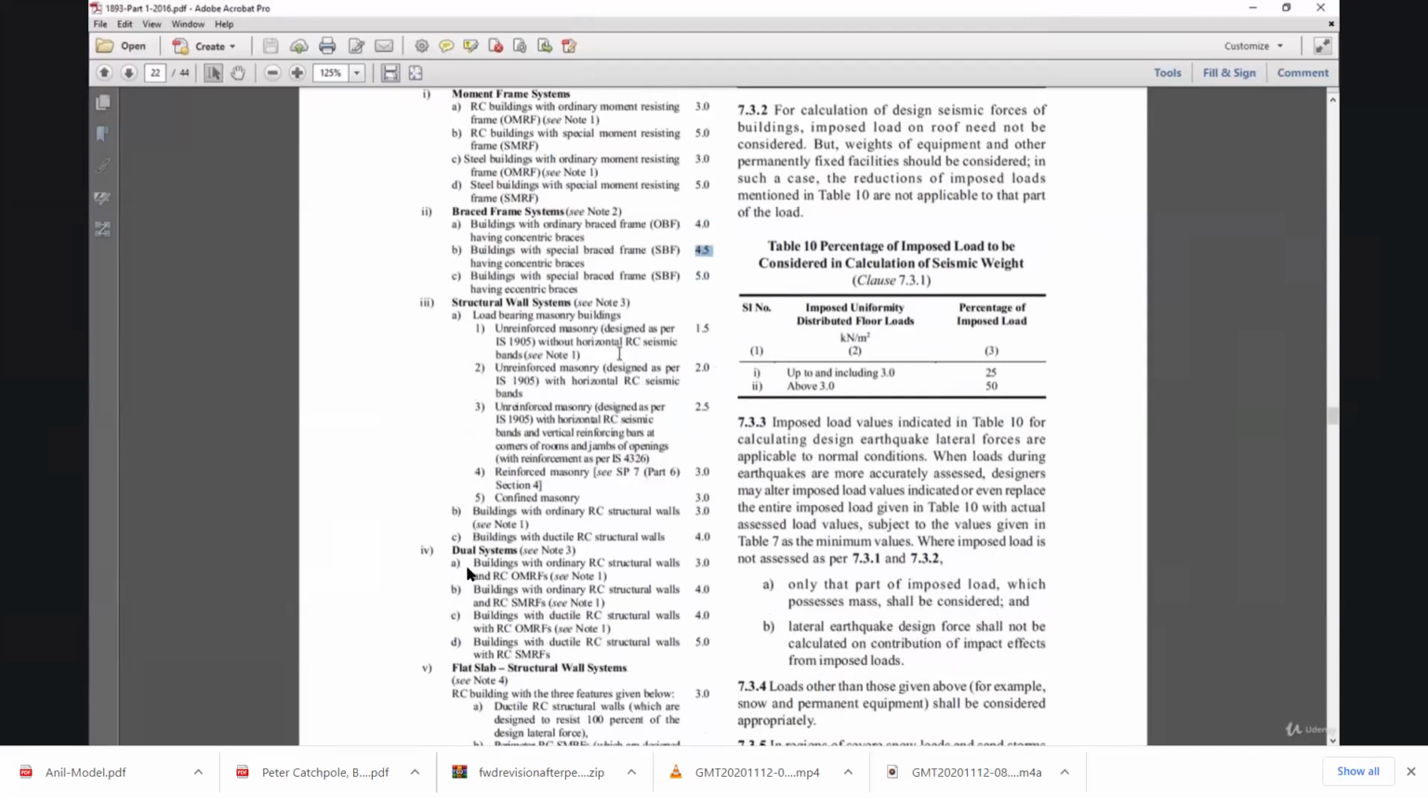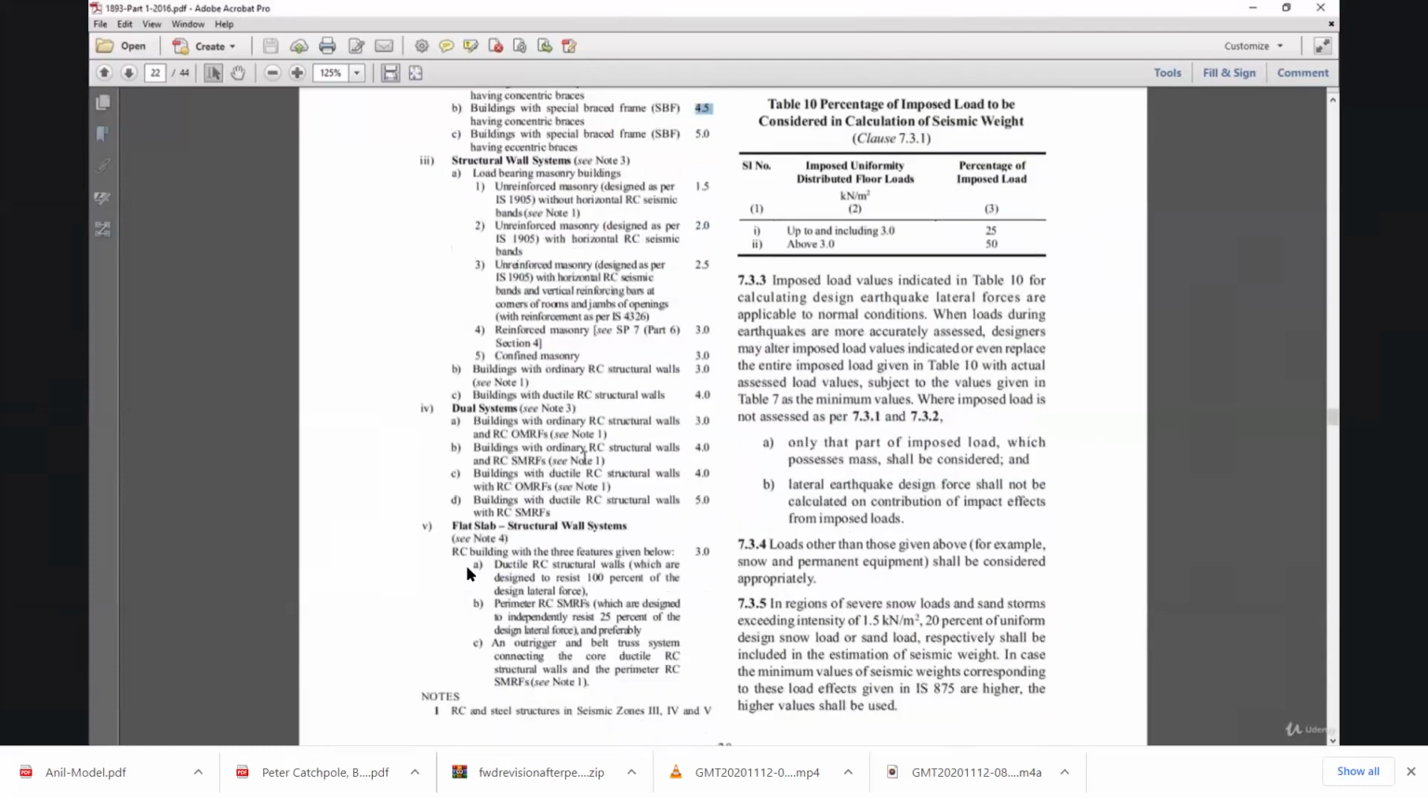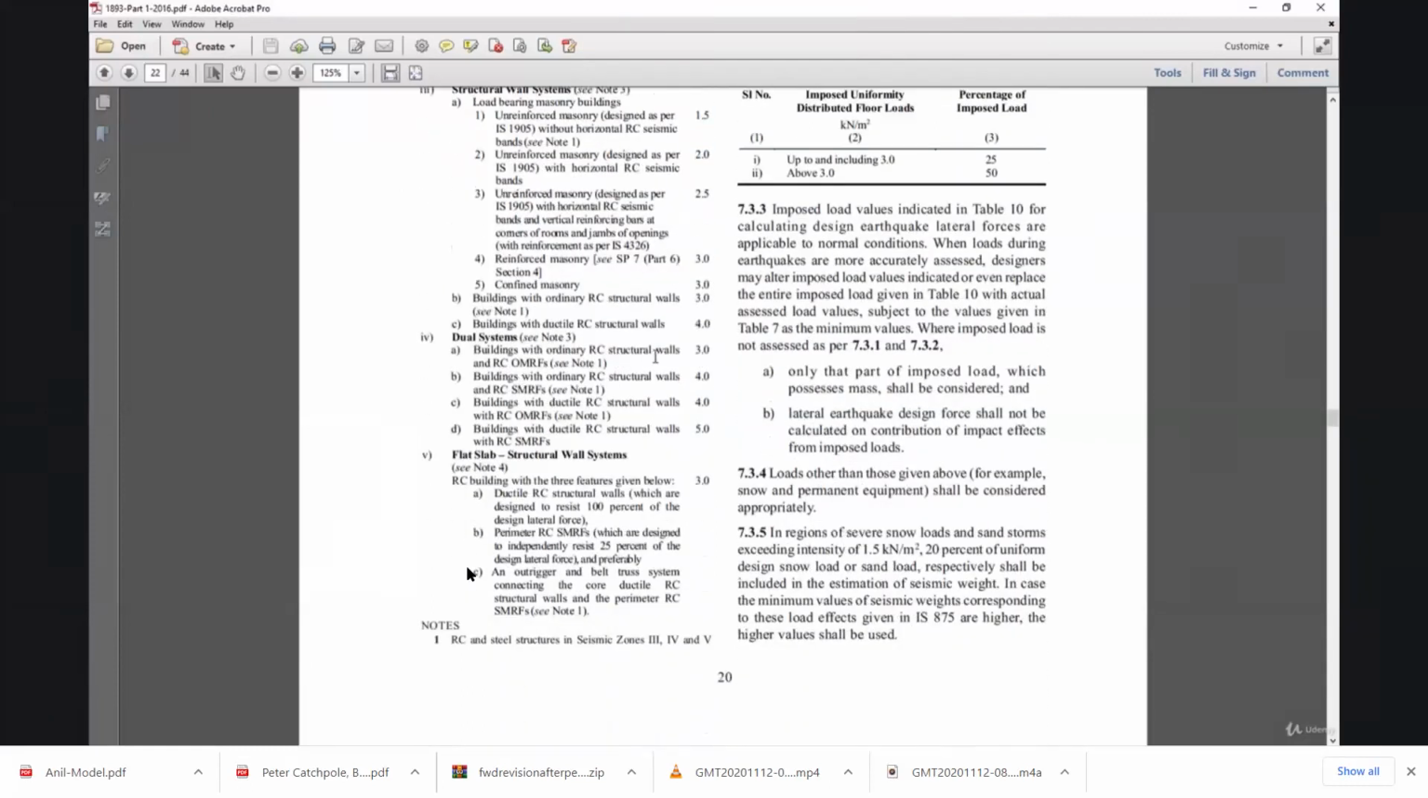For structural wall systems, the response reduction factor is 1.5 for unreinforced masonry and all these things. For dual system, that is a building with RCC structural walls and ordinary moment resisting frame, it shall be 3. Whereas in our case, the building has ductile RC structural walls and special moment resisting frame, so the response reduction factor can be chosen as 5.